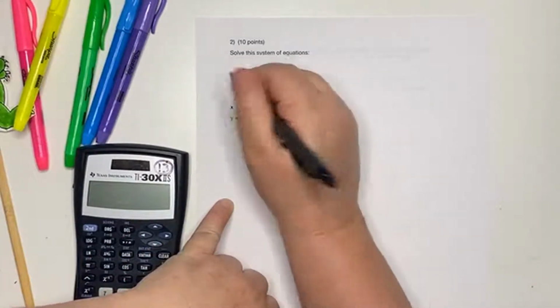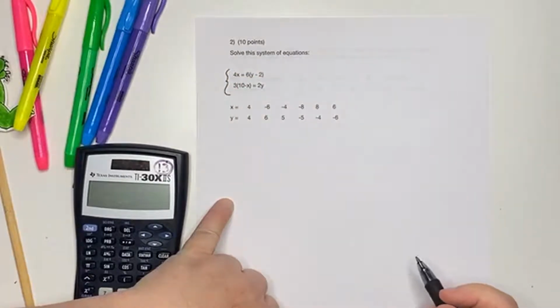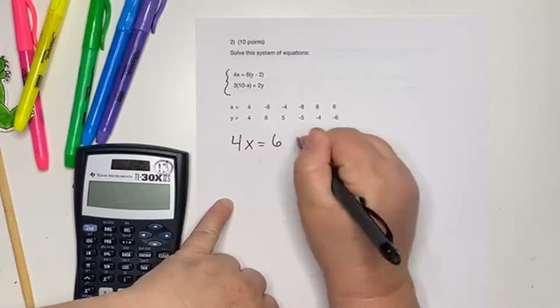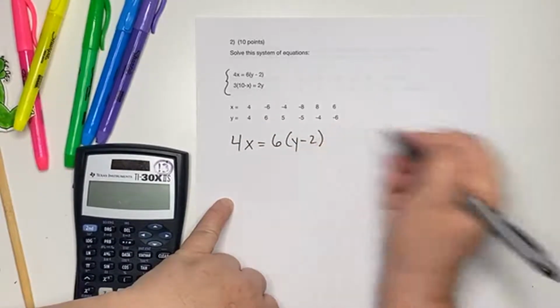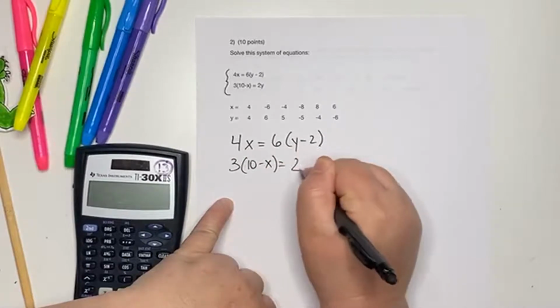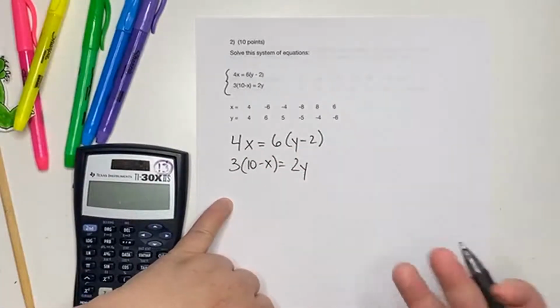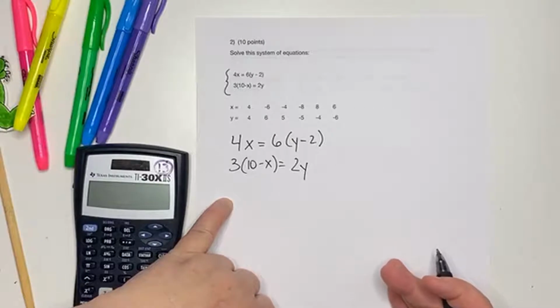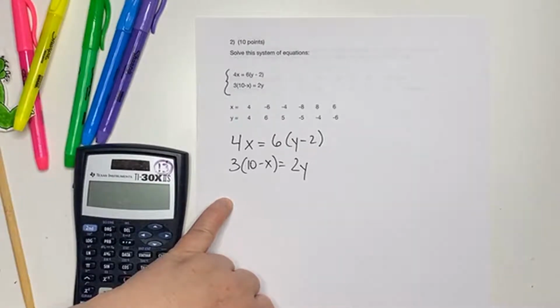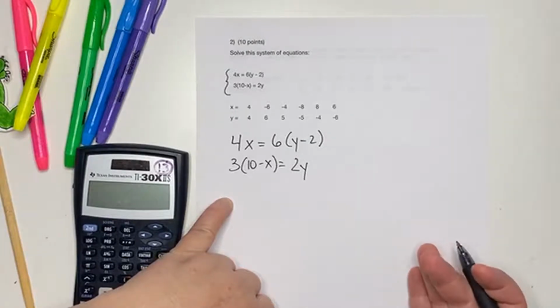Solve the system of equations. Again, I could not write the brace in, but we've got two equations. 4x equals 6 times the quantity y minus 2. And then 3 times the quantity 10 minus x equals 2y. Hopefully you notice this one's a little bit more sophisticated than the previous one. It's going to take a little bit more work. So this is the previous one.